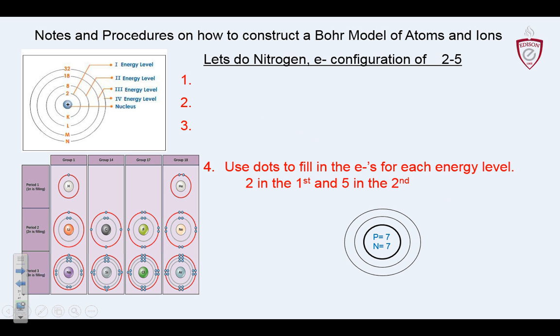Moving on. I think the last thing we got to do is fill them up. Put some electrons in. Use dots to fill in the electrons for each energy level. 2 in the first, 5 in the second. The first is the inside one, as in the last video. 2 electrons in the first, 1, 2 dots, and then 5 in the second ring. 1, 2, 3, 4, 5. You filled those up in a very specific way. We're going to get into that when we get into Lewis dot diagrams, the actual rules. It looks like you did 12 o'clock, 3 o'clock, 6 o'clock, 9 o'clock, and then back again.